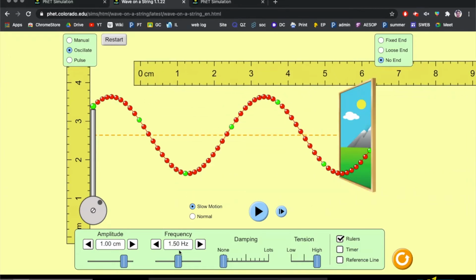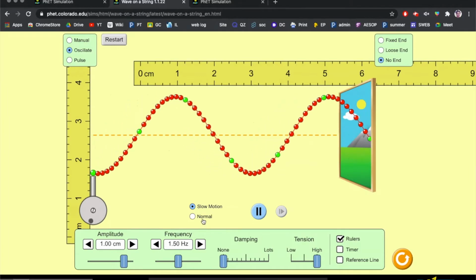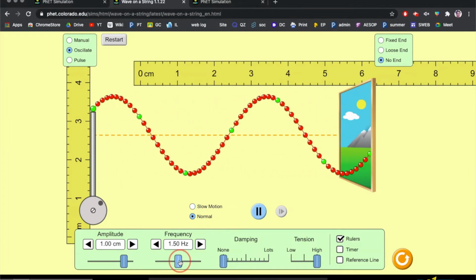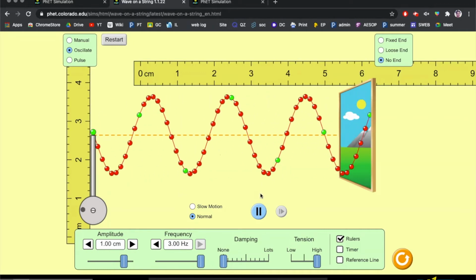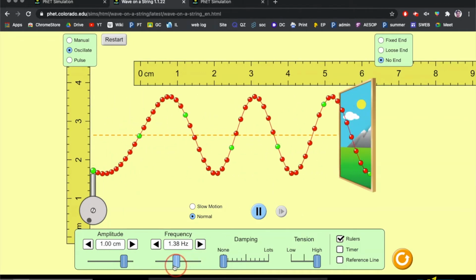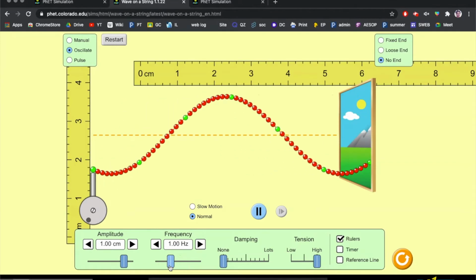Now notice what happens if I change the frequency. So I'm going to move this back to normal. Now let's make this more frequent. Notice that more waves are passing a point in a second. Let's make it less frequent. Now there are fewer waves passing a point in a given second.